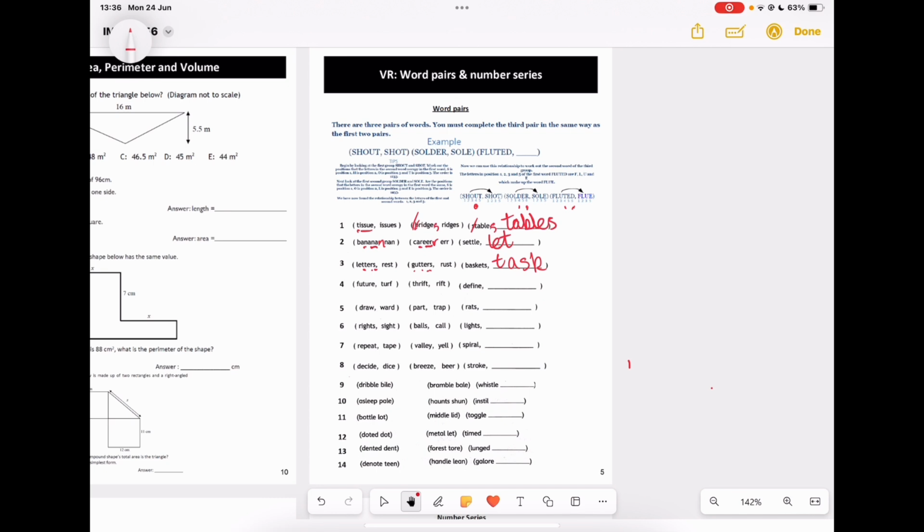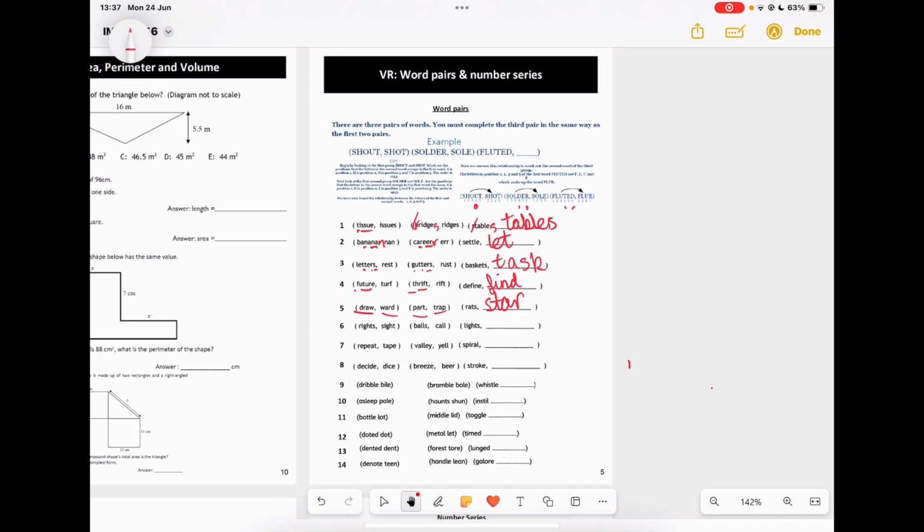Next is feature, turf, thrift, rift, and then define and something. So feature is taking the T-U-R, then the F. Thrift is taking the R-I-F, and then the T. So it's taking the third, fourth, and fifth letter, and then adding the first letter. So defined, what we're going to have is F-I-N, so the third, fourth, and fifth letter, and then the first letter, D. Next is draw and ward, so it's just reversing the words. Part and trap is also reversed, which confirms what we're doing, so this one is going to be star.